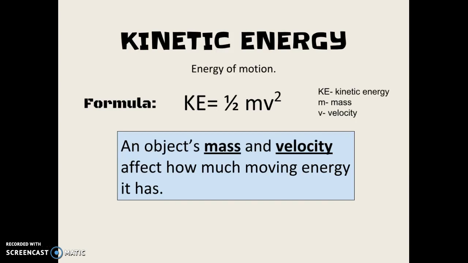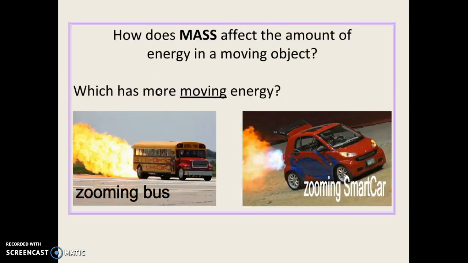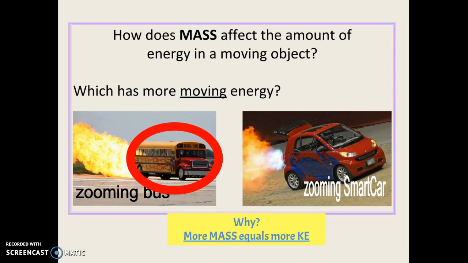So again, here's that very important formula. Write this down. You're going to need it. And here we go. So quickly quiz yourself. Which of these two objects do you think would have the most moving or the most kinetic energy? Our bus or our smart car? If you said the bus, you are correct, because the bus has more mass. So as we increase the mass of the object, we need more energy to move it. If we decrease the mass, if we have a smaller item, it takes less energy.